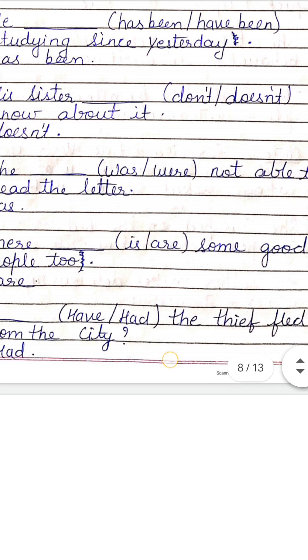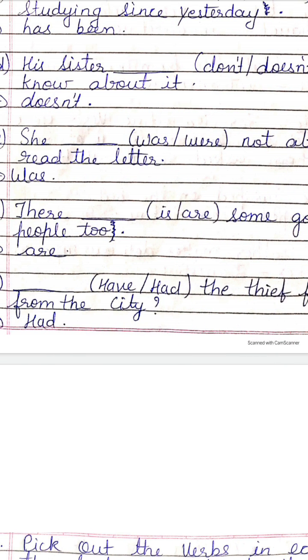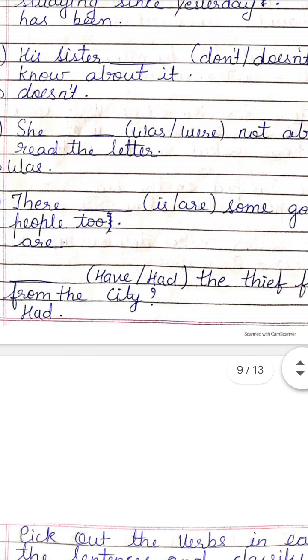She dash were not able to read the letter. Now the subject is she, so it's not going to be were. Were is for plural subject, so was. She was not able to read the letter.